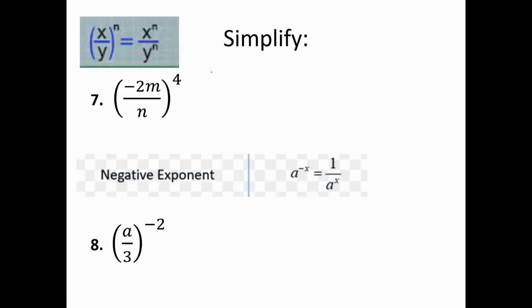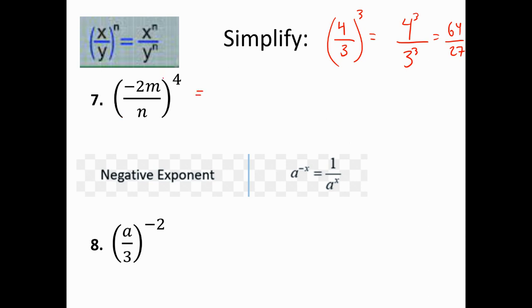Okay, then we have one more property. If you have a fraction raised to a power, then you essentially distribute the power to both numerator and denominator. So a simpler example, like if I had 4 over 3 raised to the 3rd power, then I would do 4 cubed over 3 cubed. So 64 over 27.